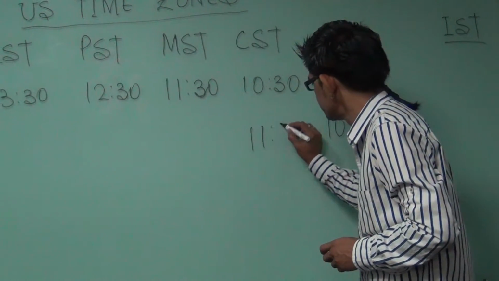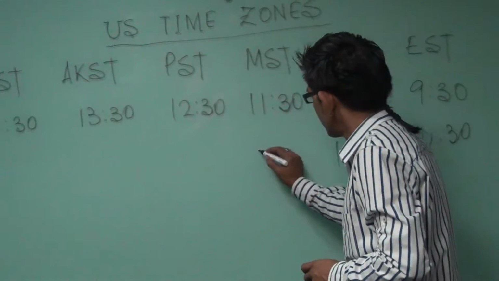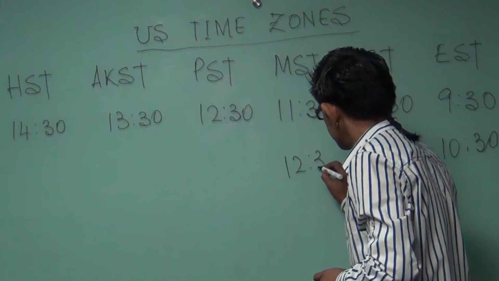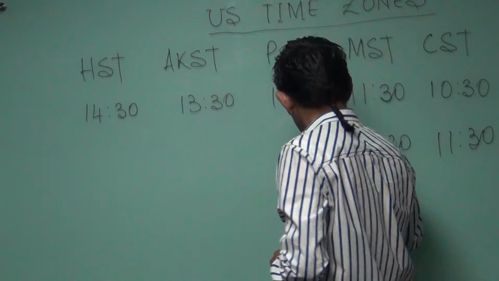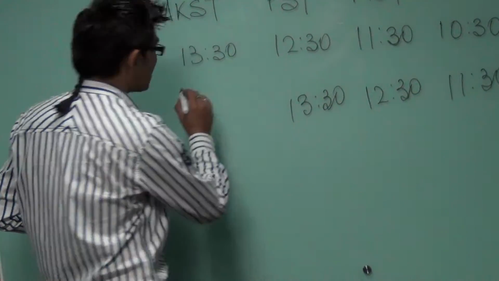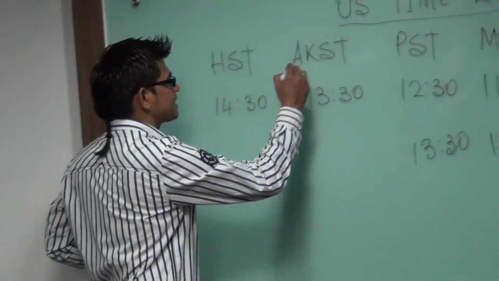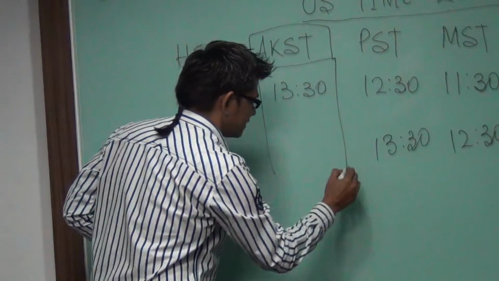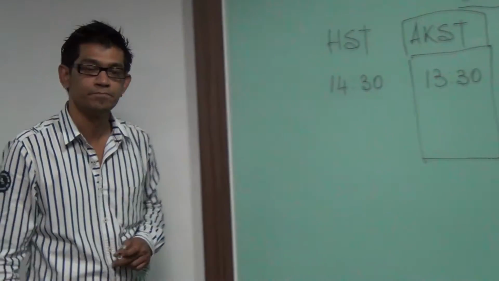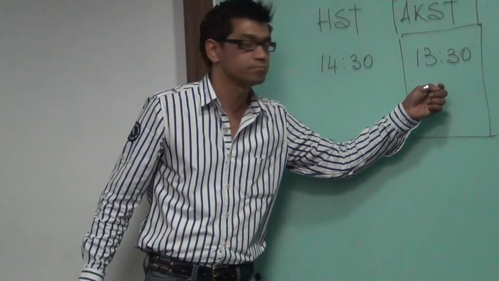11.5 hours, 12.5 hours, 13.5 hours. Now here, Alaskan Standard Time does not have daylight saving time. So it stays the same.